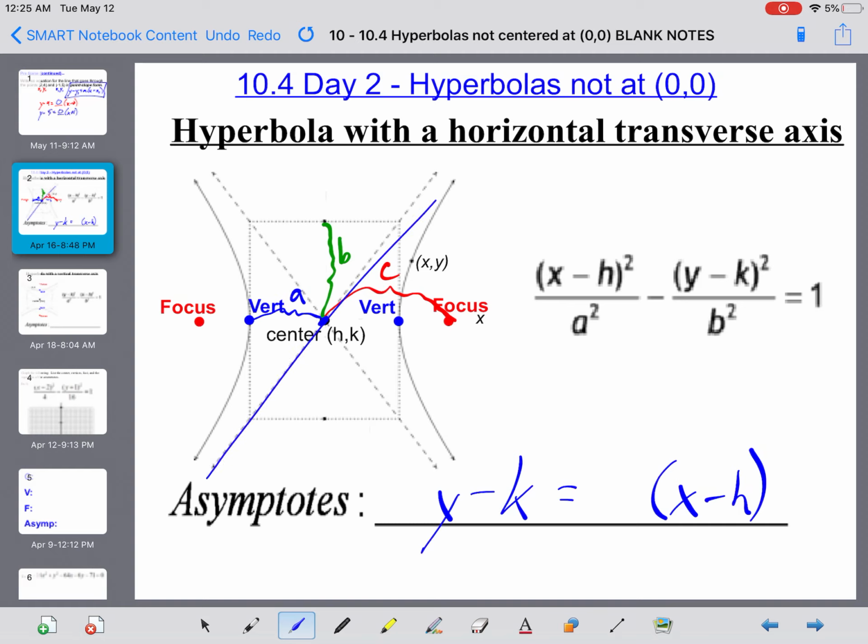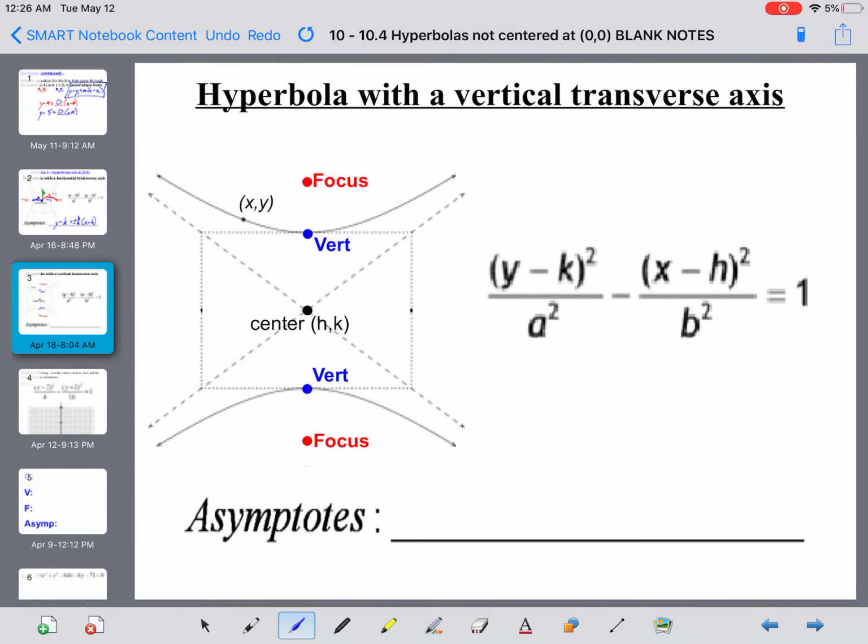And now for my slope, just like last Thursday, there's a positive slope and a negative slope, so I'm going to do a plus or minus. And again, you don't have to memorize the b over a. We just did rise over run. In this case, you go up b and you go over a. So that is your equation for the asymptotes.